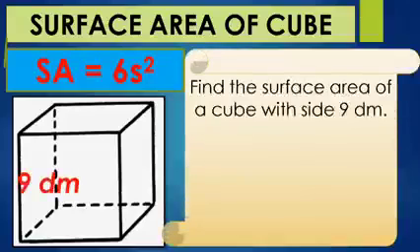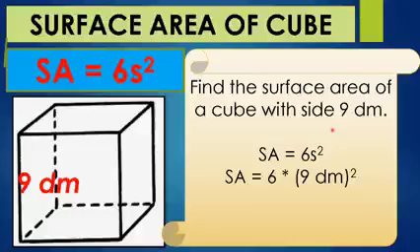Find the surface area of a cube with side 9 dm. So here, the length of the side of this cube is equal to 9 decimeters. Okay, decimeters. So how are we going to solve for the surface area of it? So first step, copy the formula, which is SA is equal to 6S squared. Next is to substitute. Okay, so papalitan natin yung value ng S here with 9 dm, since that is a measure of the side of the cube. Our equation becomes 6 times 9 dm squared.